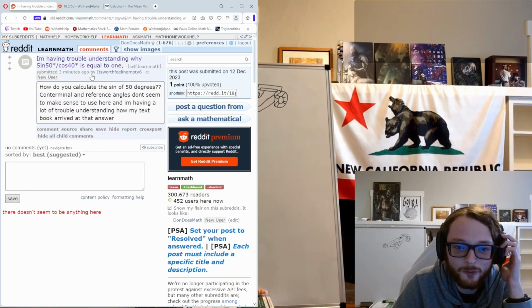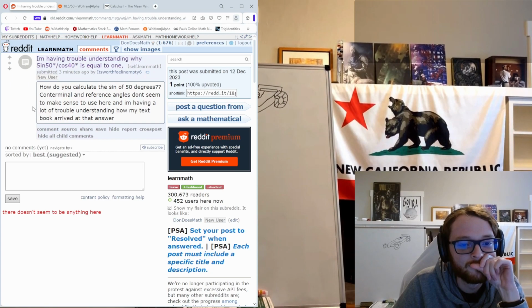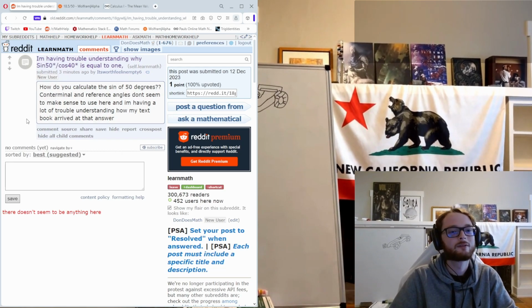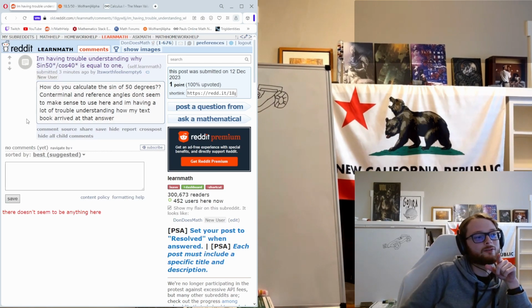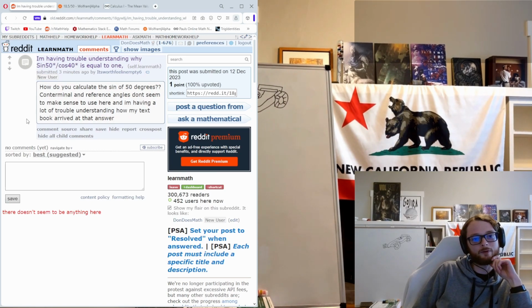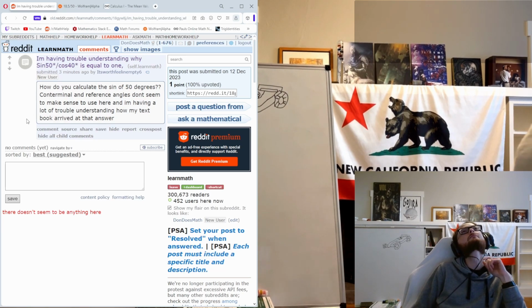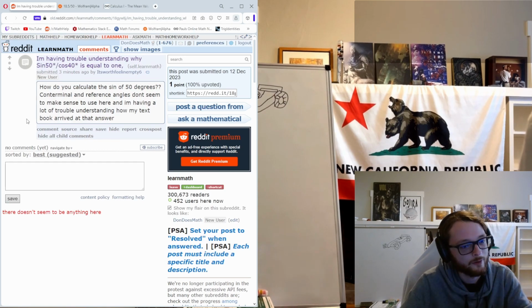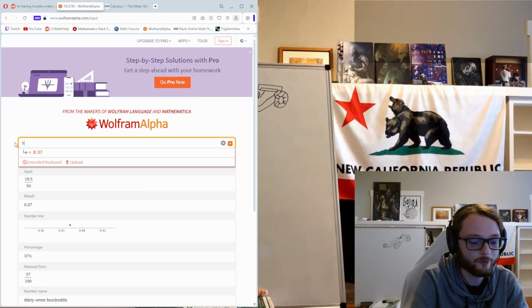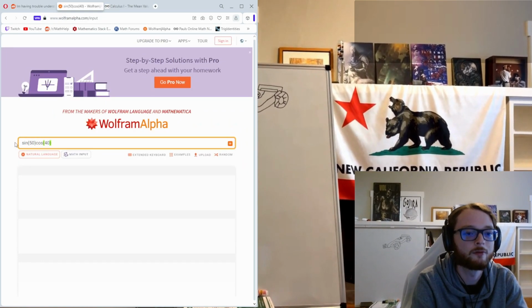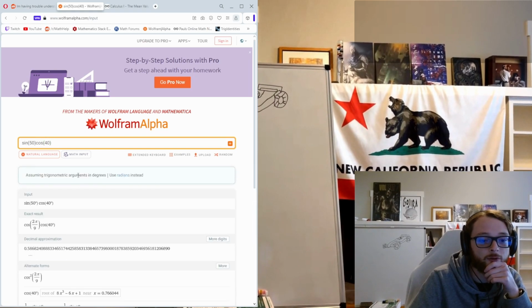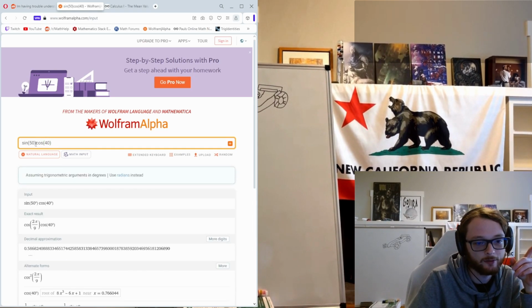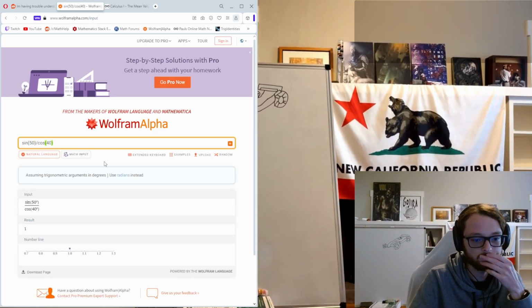Sine 50 over cosine 40? The stars are kind of weird. Is that multiplication and this is actually an identity? Like a sum or a difference? Let's go to Wolfram and see if we can... If I do sine 50 times cosine 40, put it in... it's assuming degrees. Okay, so that's not. If we do division... Okay.